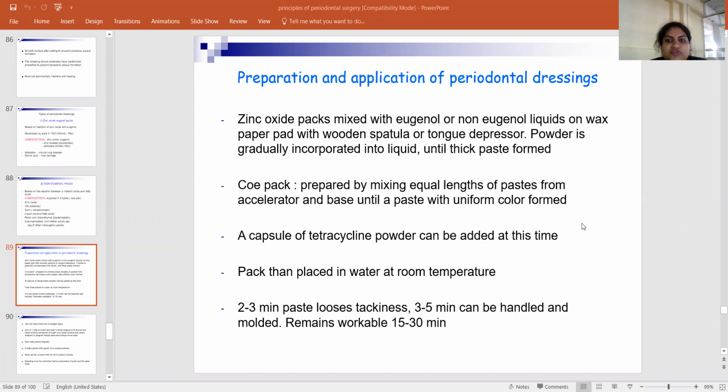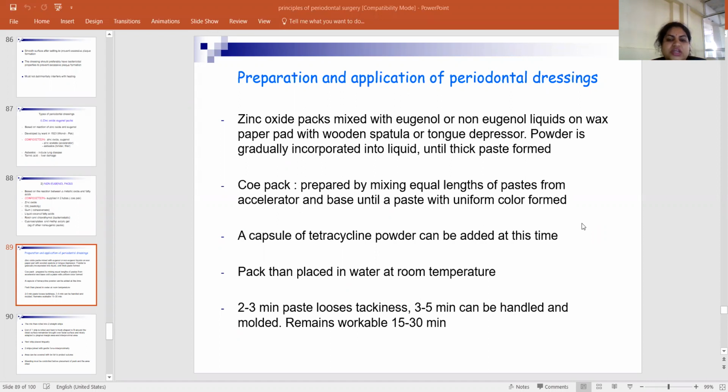Preparation and application of periodontal dressings: zinc oxide is mixed with the eugenol and non-eugenol liquids on the wax paper pad with a wooden spatula and tongue depressor. The powder is gradually incorporated into the liquid until a thick paste is formed.